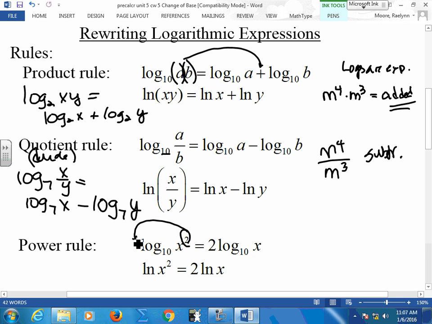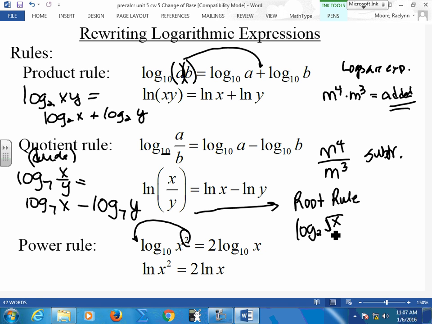So I like to add one more rule in here. Right before this, I call this my root rule, or my radical rule. Sometimes you have a radical sign. You have to get that radical out of there and make it into an exponent before you can bring the exponent down. So here's the way this works.